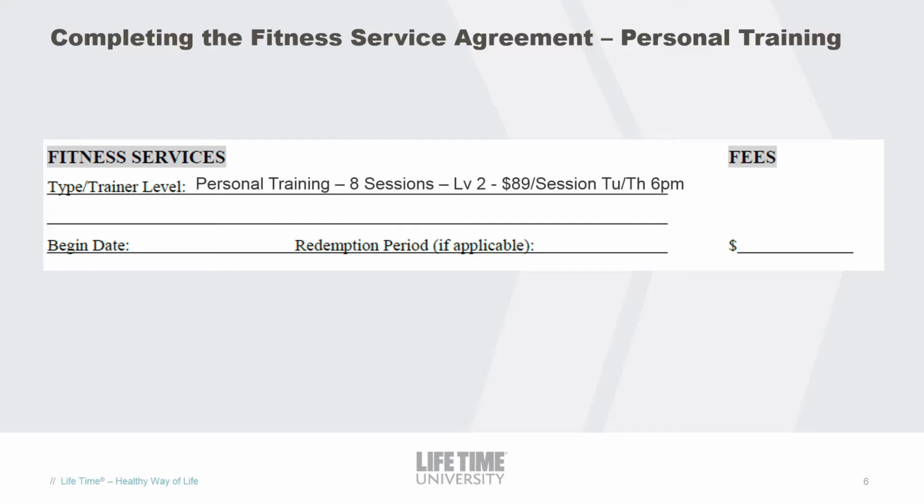In this example, a member purchased personal training for 8 sessions, which is typically 2 times a week training. They agreed to work with a level 2 fitness professional at a rate of $89 per session at that location. Their ideal training times are Tuesdays and Thursdays at 6 p.m. Although their first session scheduled may be in the future, the begin date will always be listed as today's date to initiate the agreement terms, which we will discuss shortly.